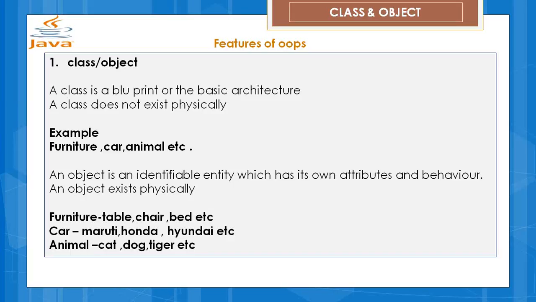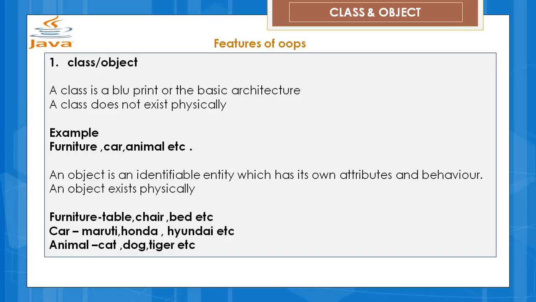Like the furniture class has the objects table, chair, bed. So table, chair, bed, they exist physically. They are objects which are taking the architecture of the furniture. Car is a class, Maruti, Honda, Hyundai, etc. are objects. Animal is a class, cat, dog, tiger are objects. So it's very important to understand objects and classes, because Java is a pure object-oriented language. It's 99% object-oriented, and everything in Java is an object except its 8 primitive data types, which we'll be discussing.